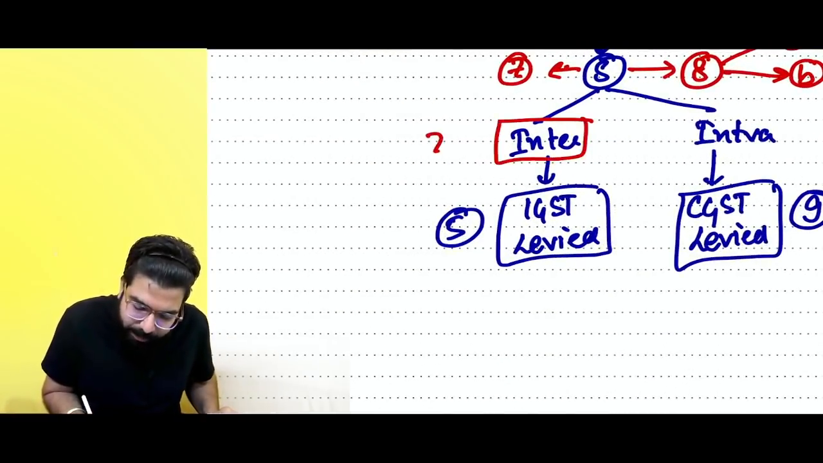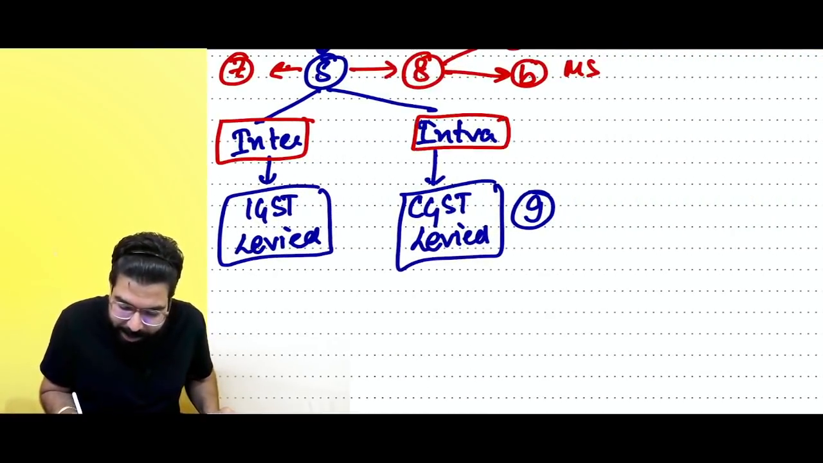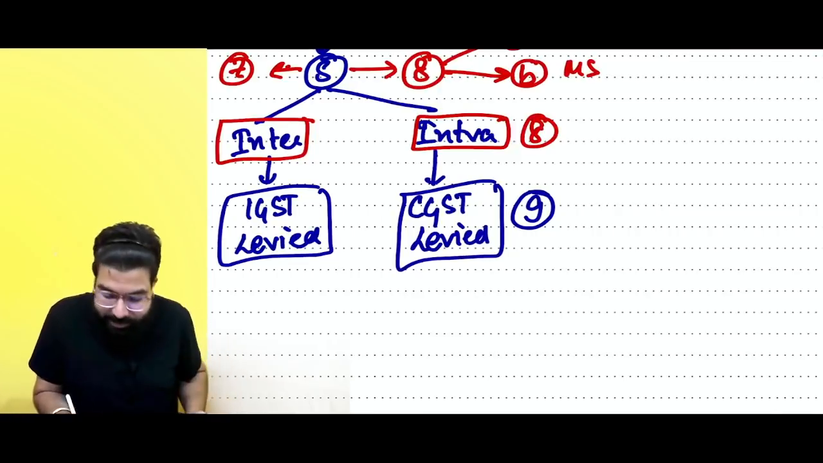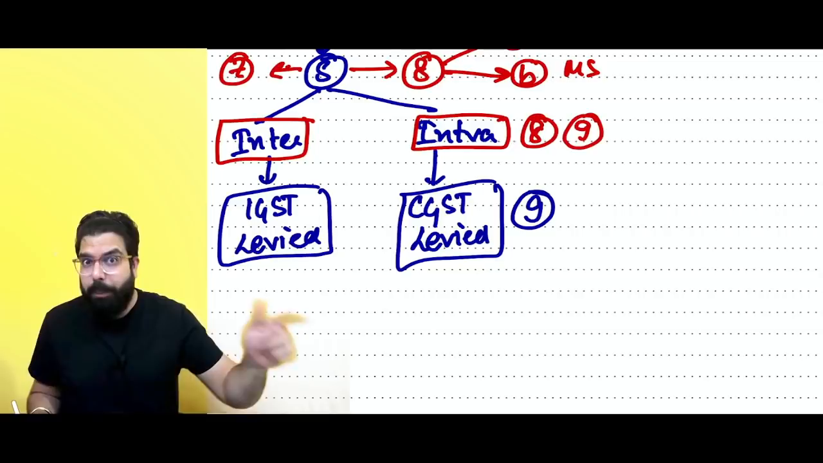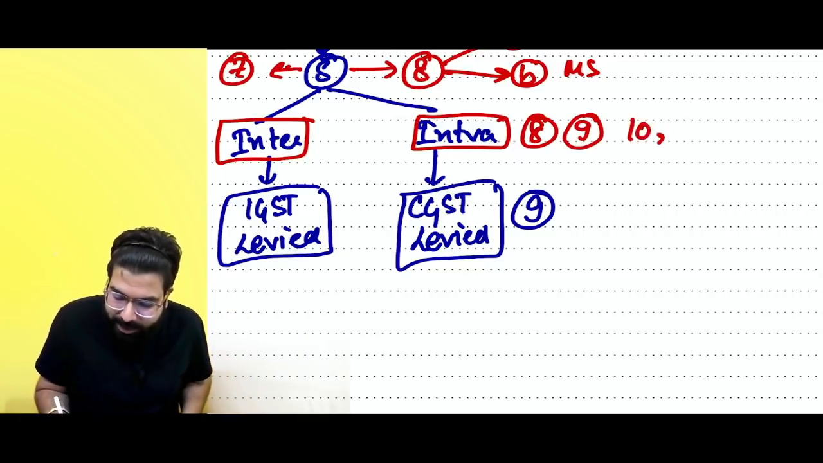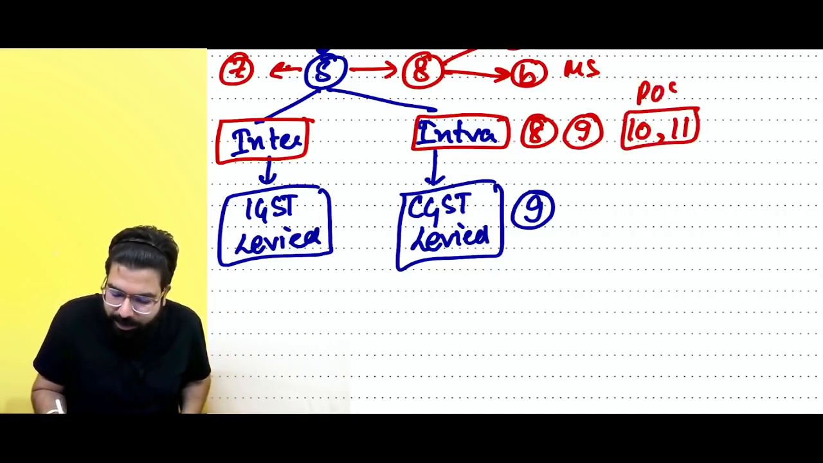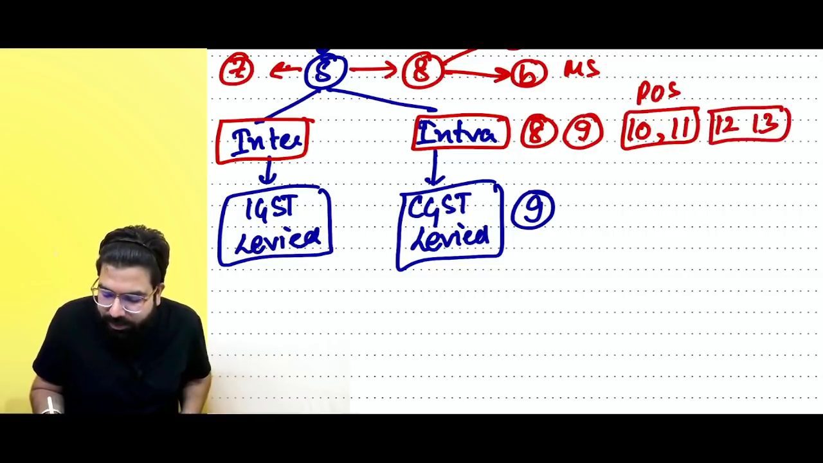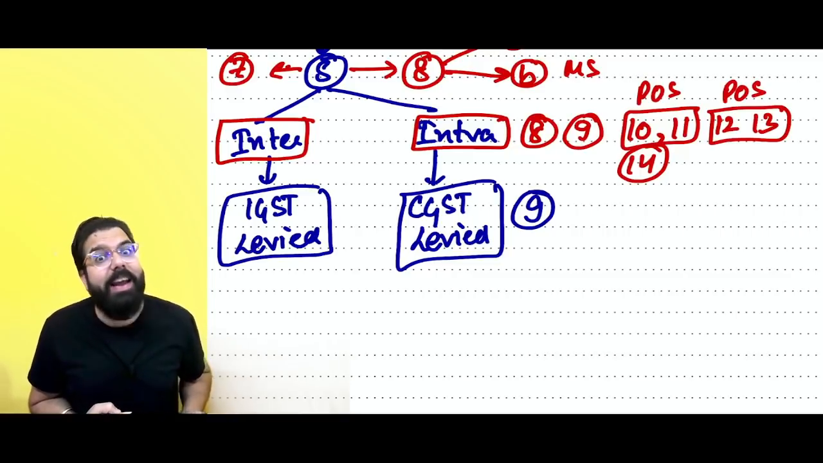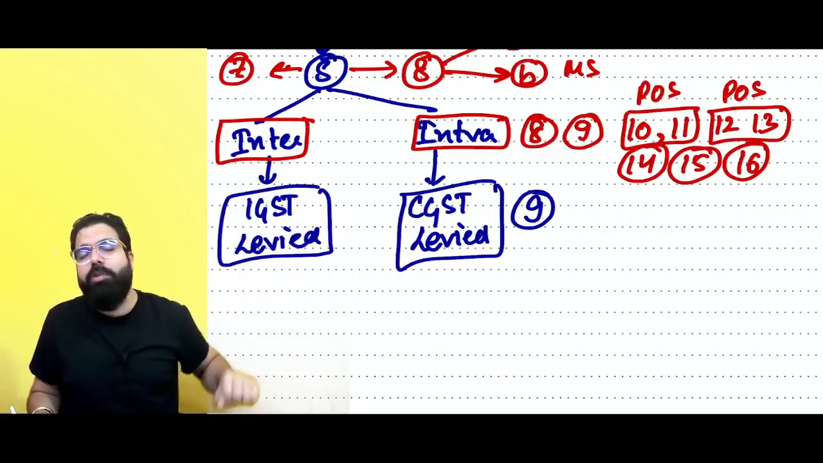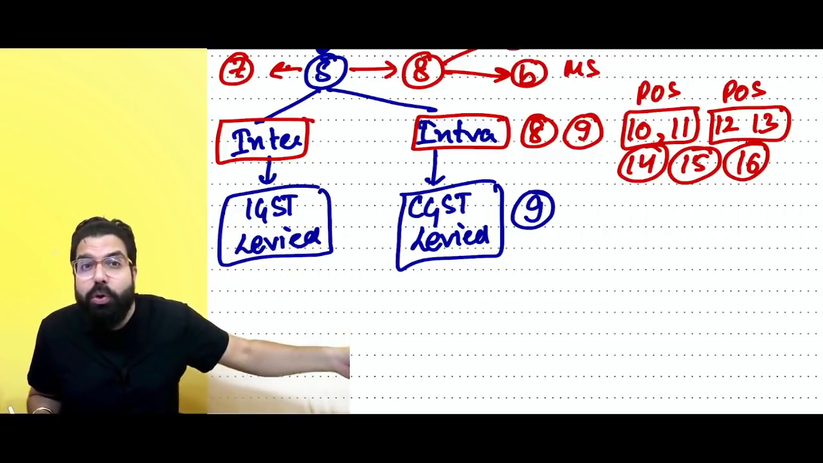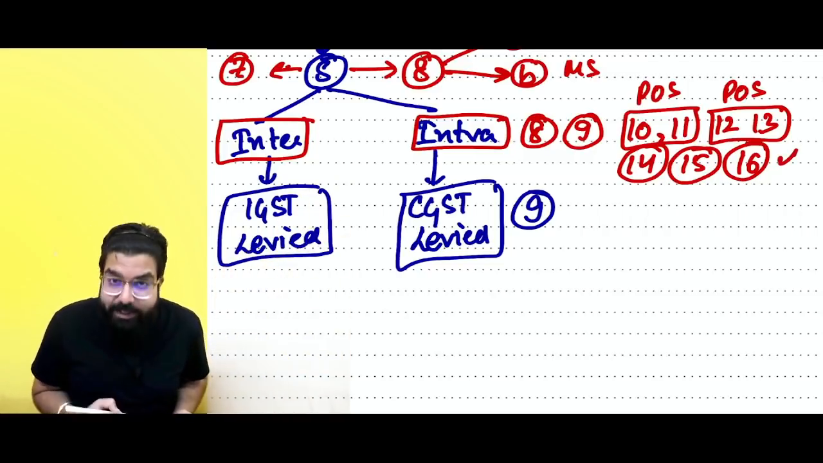Interstate supply is section number 7 of the IGST Act. Intrastate supply is section number 8 of the IGST Act. Then we had section number 9 of the IGST Act, which told about supplies to or in the territorial waters. Then we had section numbers 10 and 11, which told about place of supply with respect to goods. 12 and 13 tell about place of supply with respect to services. 14 talks about OIDAR related special provision. 15 talks about tourist. 16 talks about zero rated supply. Exports are zero rated and supply to SEZ is zero rated supply.